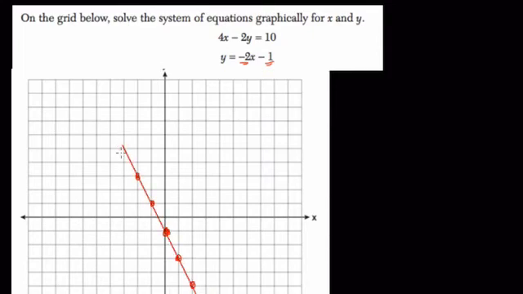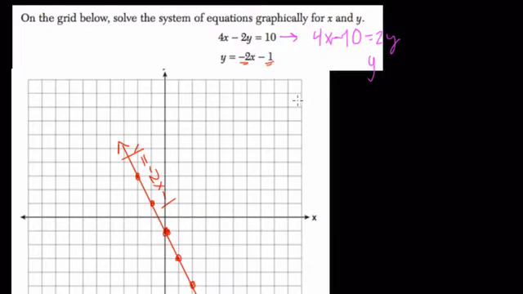Okay. So here is the first line they give us. y is equal to negative 2x minus 1. The second line, they don't give us in mx plus b format, but I'm going to rewrite it. That's how I like to solve these. So I'm going to add 2y to the right and subtract 10 to the left. So 4x minus 10 equals 2y. But I don't know what 1y is, so divide everything by 2.